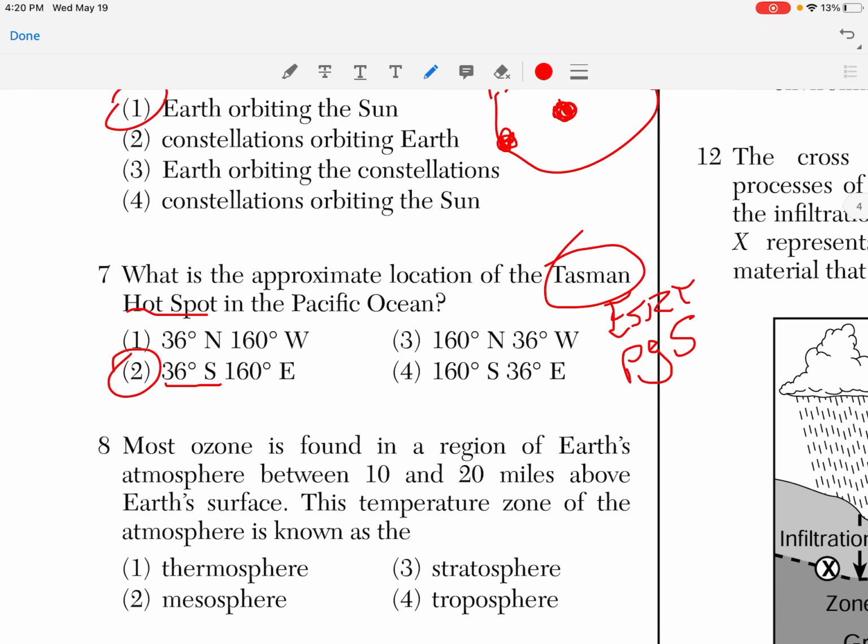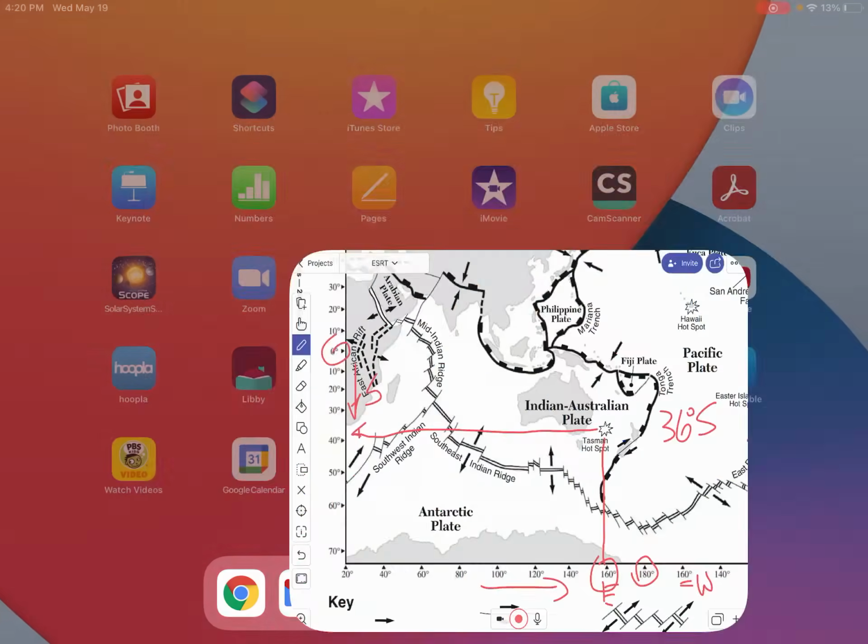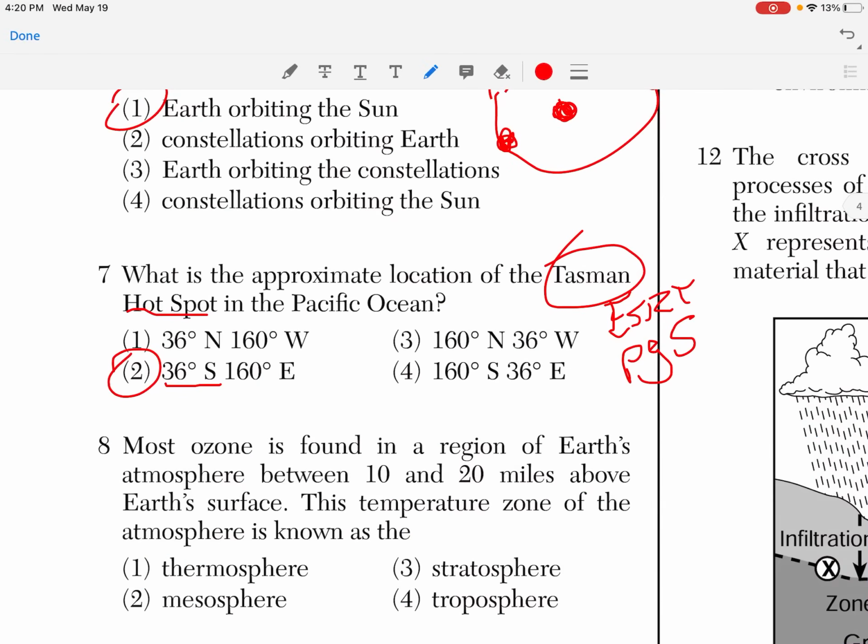Just to prove that that is east, let me go back here. Notice this is the 180 mark. When I'm coming from this direction, I'm coming east from the prime meridian, and that is 160 east right here. This one over here is 160 west. So just be careful mixing those two up. But I narrowed my answer choices just by realizing that that is 36 degrees south. So that's question number 7. The answer is 2.